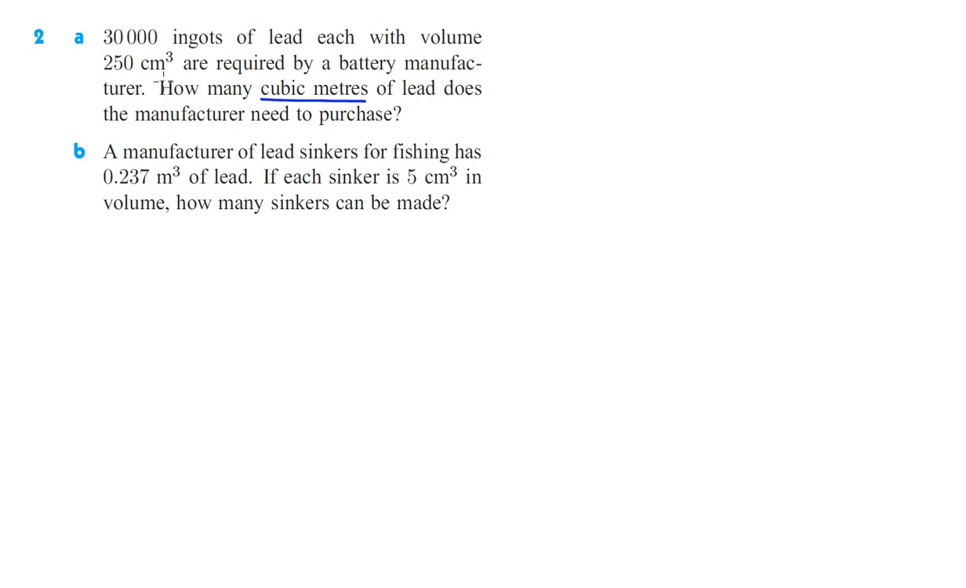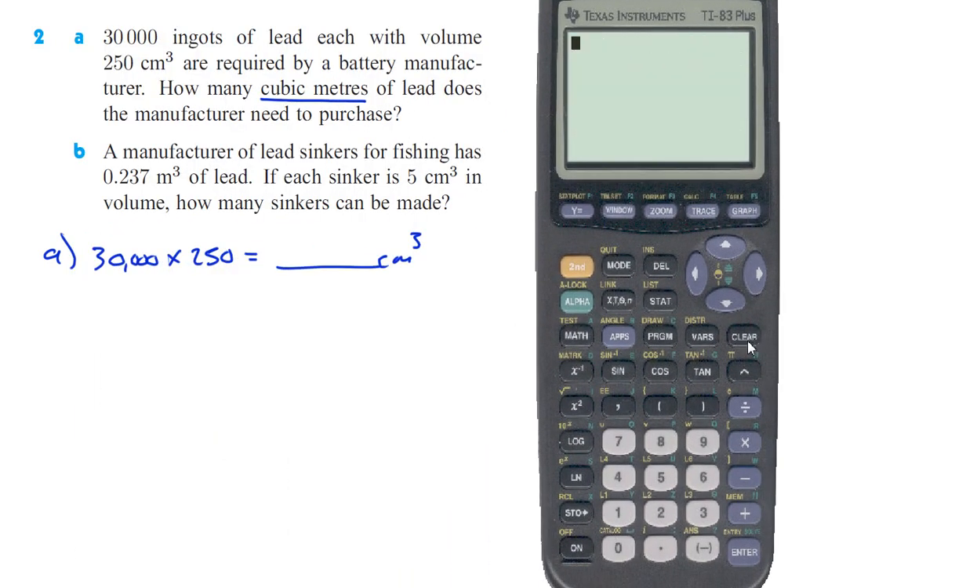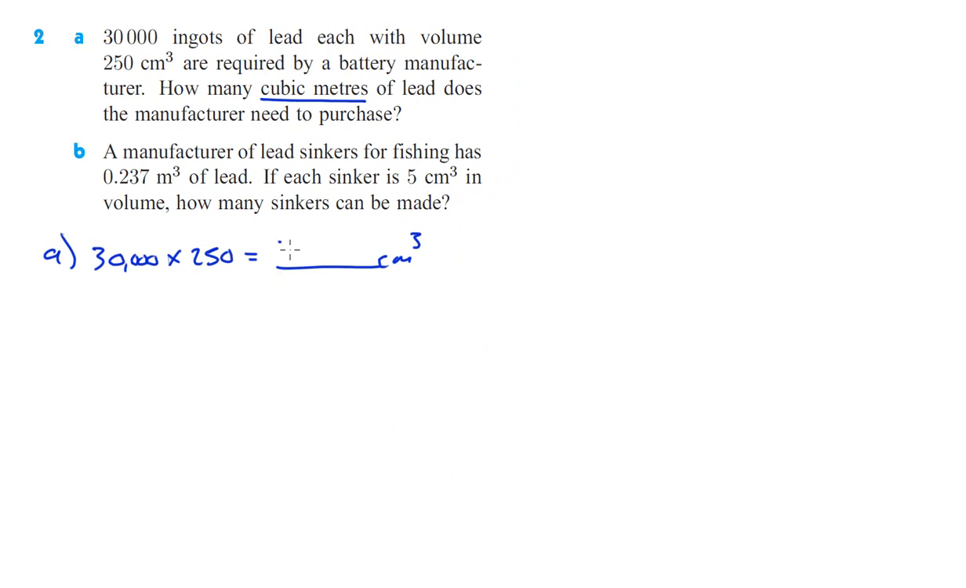So I'm going to leave it in centimeters cubed, right? Each one of these has a volume of 250, required by our battery manufacturer. So it looks like we're multiplying those. So for A, 30,000 times 250 will give us our total number of cubic centimeters that we're going to need. Once we do that, we can just convert it at the end. 30,000 times 250 gives us what? Let's see, 1, 2, 3, 7.5 million.